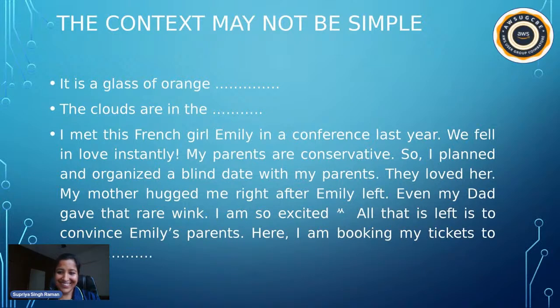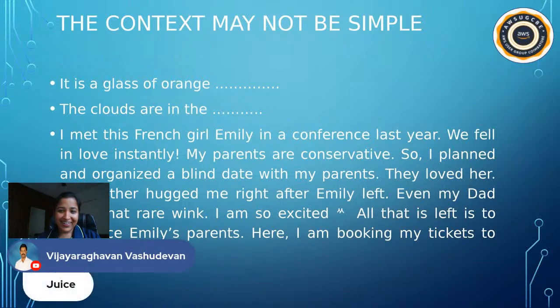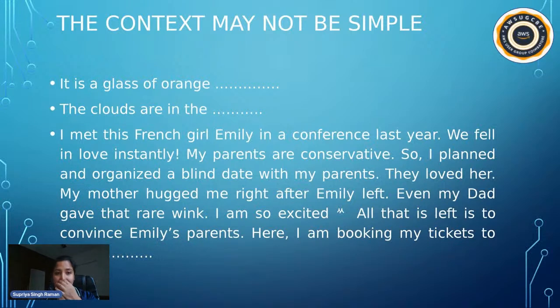I got one response. Vijay Raghavan Vasudevan mentioned orange juice. Orange juice, right? It is very correct to say that, as soon as you ask someone this question, "it is a glass of orange what," they will say juice. And why did they say juice? Because they might be referring to orange or they might be referring to glass, right?